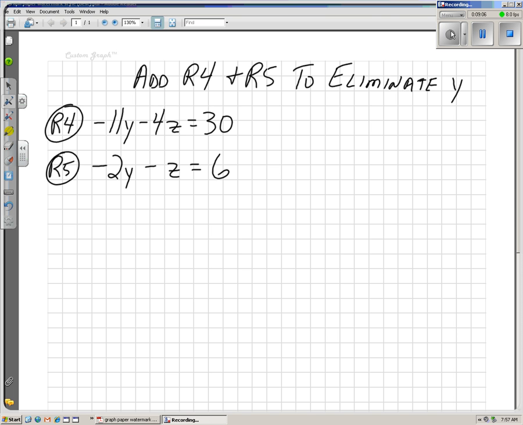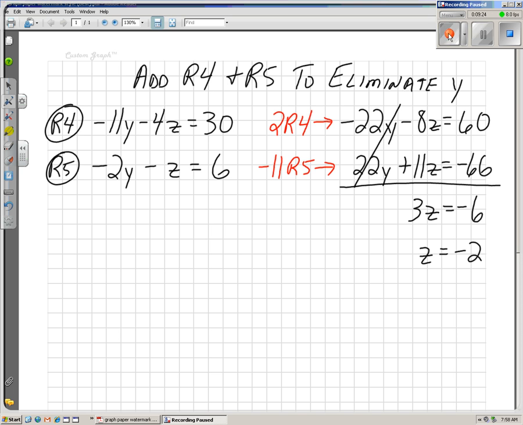Okay, I want to eliminate y. 11 and 2 both go into 22. I need to make sure that one is a -22 and one is a +22. So I'm going to multiply the top by 2. That'll give me my -22y, and the bottom by -11. That'll give me a +22y. And I solve and get z equals -2.